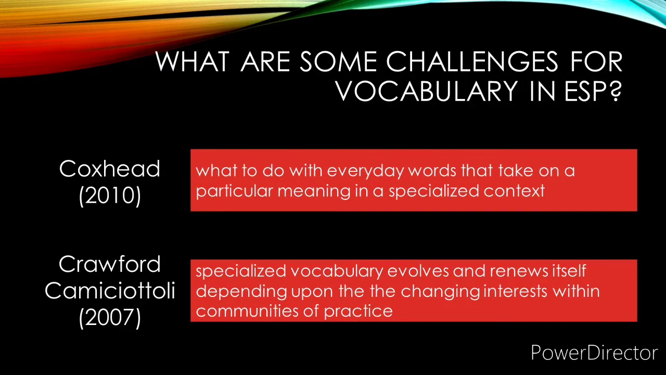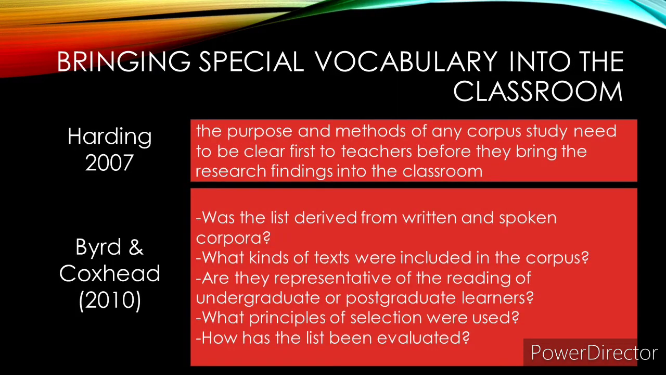Cox had noted that one difficulty with identifying vocabulary for ESP is what to do with everyday words that take on a particular meaning in a specialized context. These everyday words with specialized meanings could present some difficulties for teachers as learners struggle to learn new meanings and concepts for words that are already established in their lexicon in a particular way. Another reason why vocabulary in ESP can be challenging, according to Crawford, is that specialized vocabulary evolves and renews itself depending upon the changing interests within communities of practice.